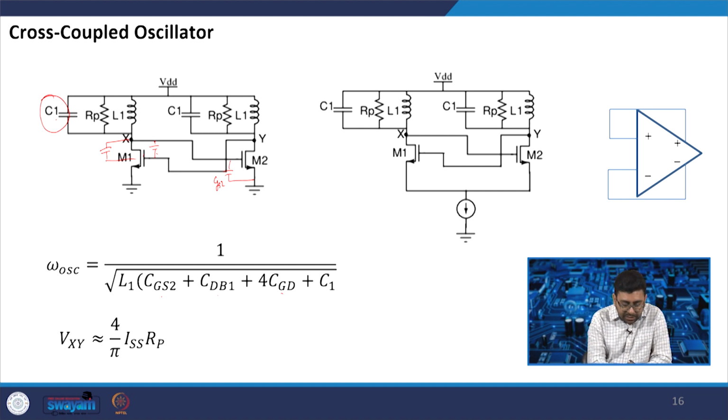So, your Vxy means total voltage swing, which is given as follows if we connect the current source ISS. If we make it a differential amplifier to cancel out the common mode signal, we can use the current source, and that will have equal current distribution in both branches, M1 and M2. So, the voltage Vxy is given by 4 by pi ISS into Rp.